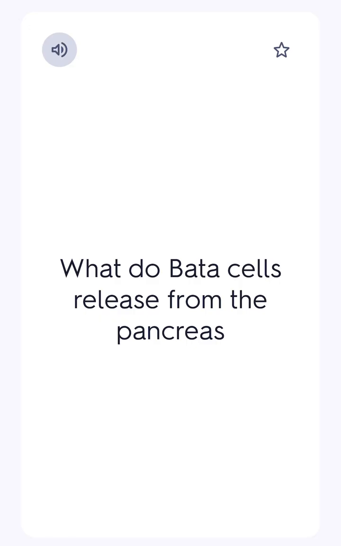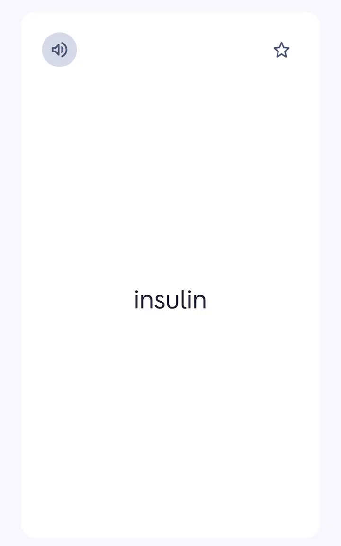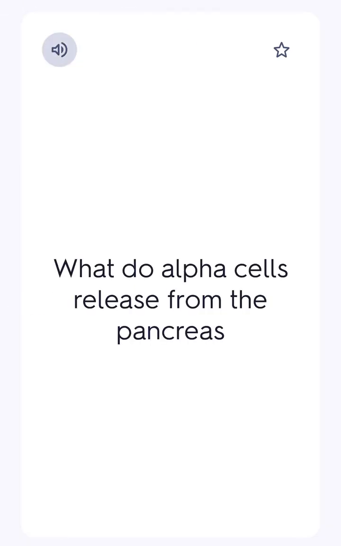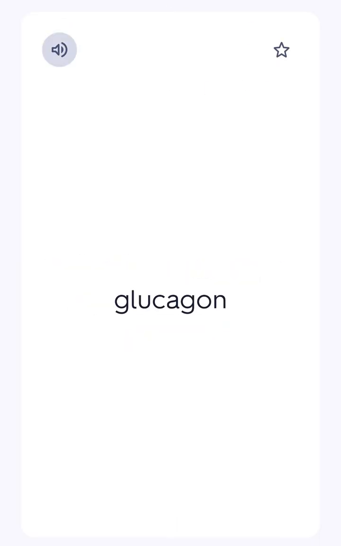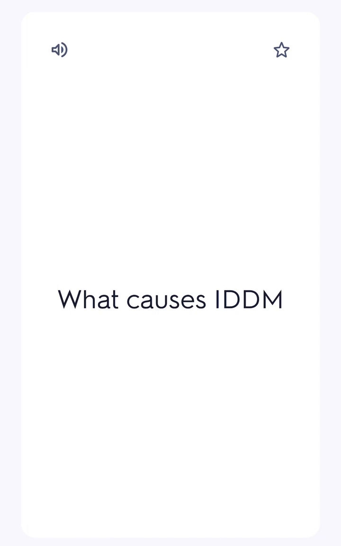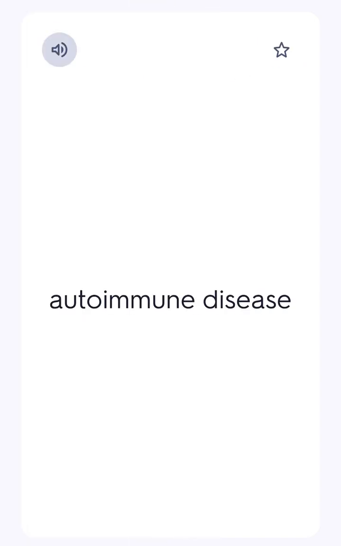What do beta cells release from the pancreas? Insulin. What do alpha cells release from the pancreas? Glucagon. What causes IDDM? Autoimmune disease.